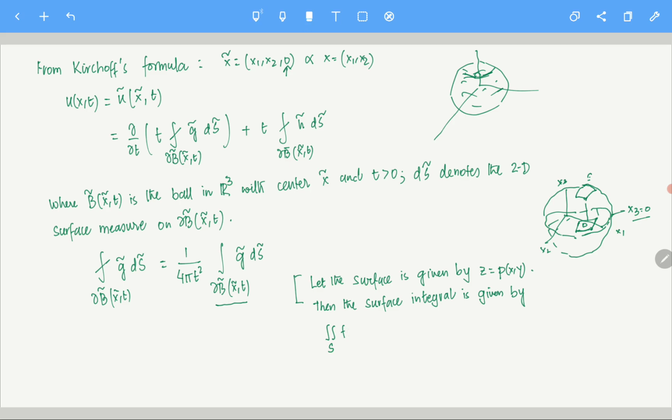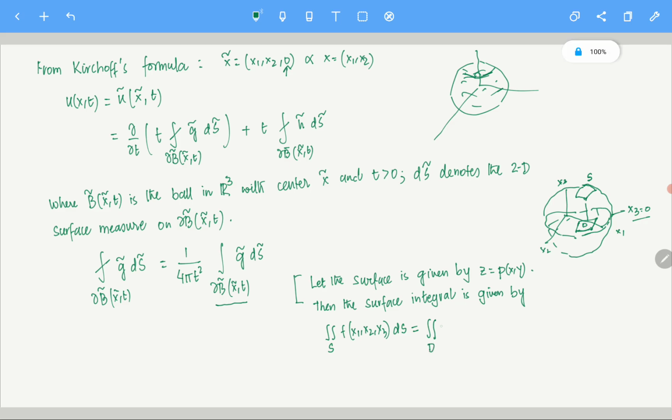Okay, let me write it like that. So f of x1 x2 x3, this is your S, and that's your D, right? So x1 x2 x3 with respect to dS. Yeah, surface this thing, this is the double integral over D, the region here.